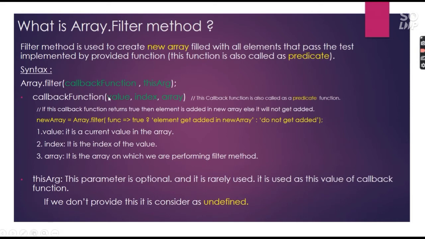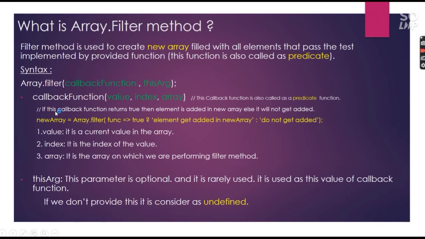The callback function accepts three parameters: value, index and array. The value is the current value in the array, like we are iterating the array and the current value is this value. The index is the index of this current value, and the array is the array itself on which we are performing the filter function.